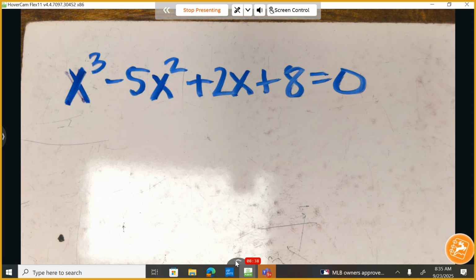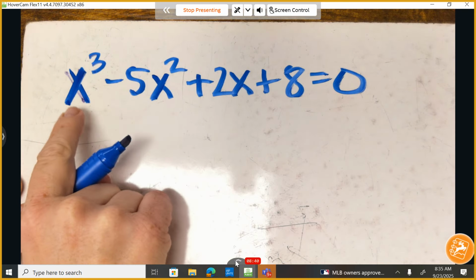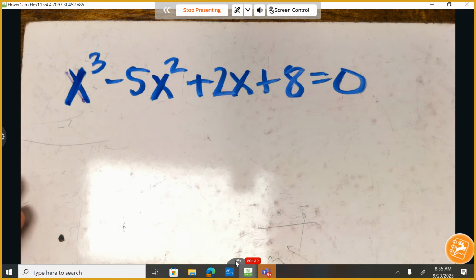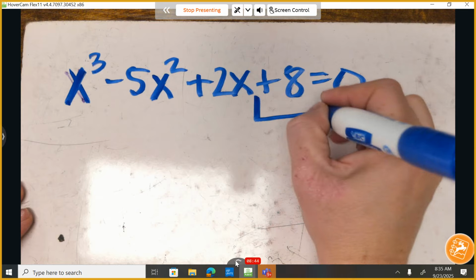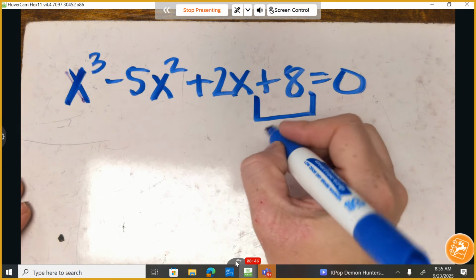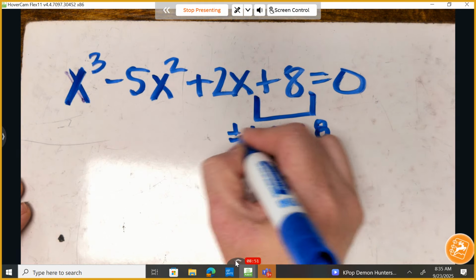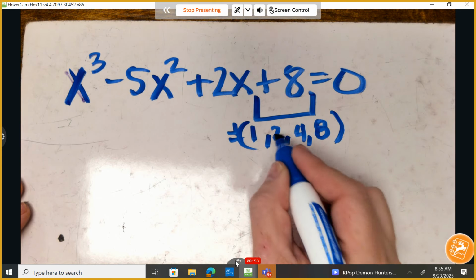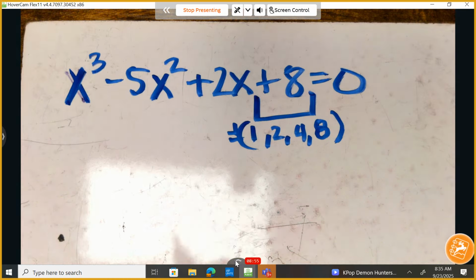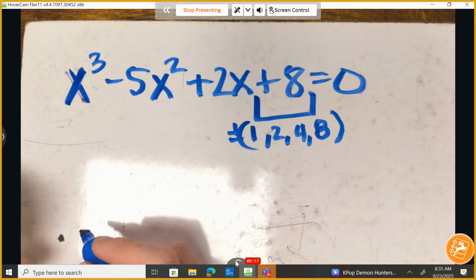Which means we're trying to figure out what are the roots or what values of x make the left side equal to 0. First thing we're going to do is we're going to write down all the factors of 8. So 1 times 8, 2 times 4. So I need to test 1, -1, 2, -2, 4, -4, 8, until one of them works. All right, let's get started with this.